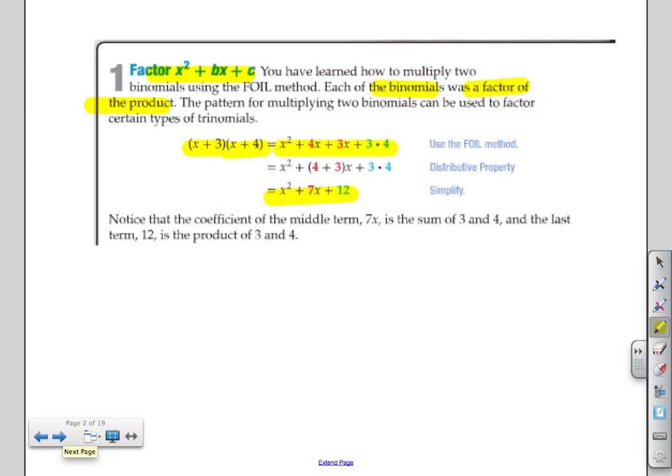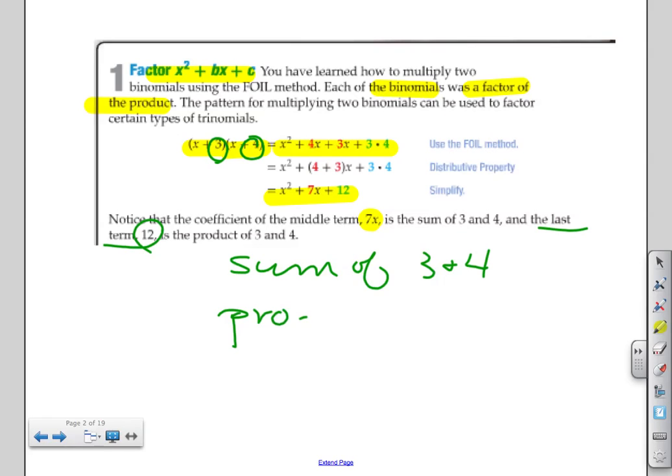What I want you to look at is that the coefficient of the middle term, 7x, is the sum of the 3 and the 4. And the last term, 12, is the product of the 3 and the 4. We're going to use that information and notice that pattern to our advantage as we work with trinomials.